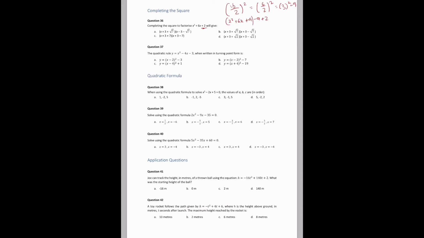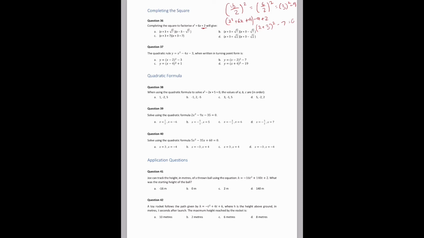I can therefore factorize this because this is a nice perfect square. So this is going to be (x plus 3) whole squared. Negative 9 plus 2 is going to equal negative 7, okay? And because we're trying to factorize it, we always try to factorize it as a difference of perfect squares.